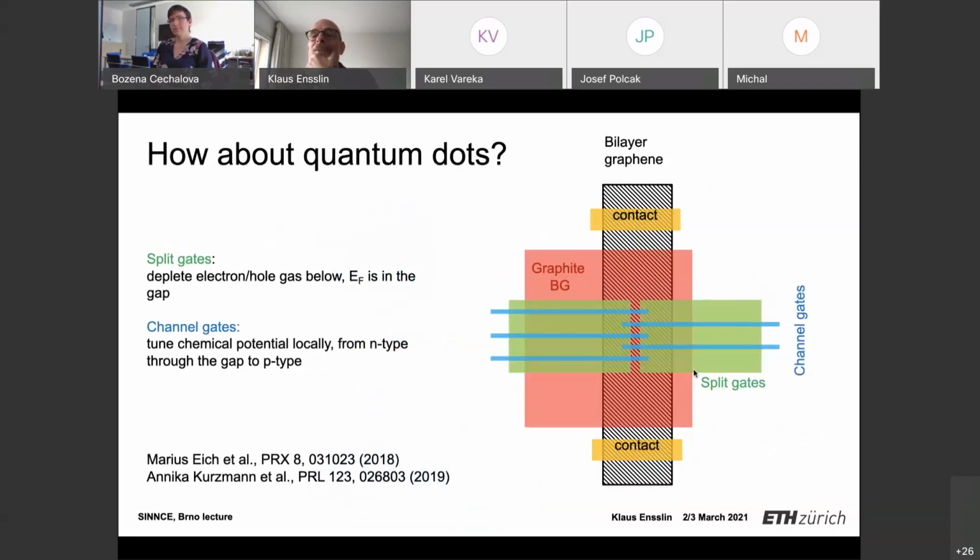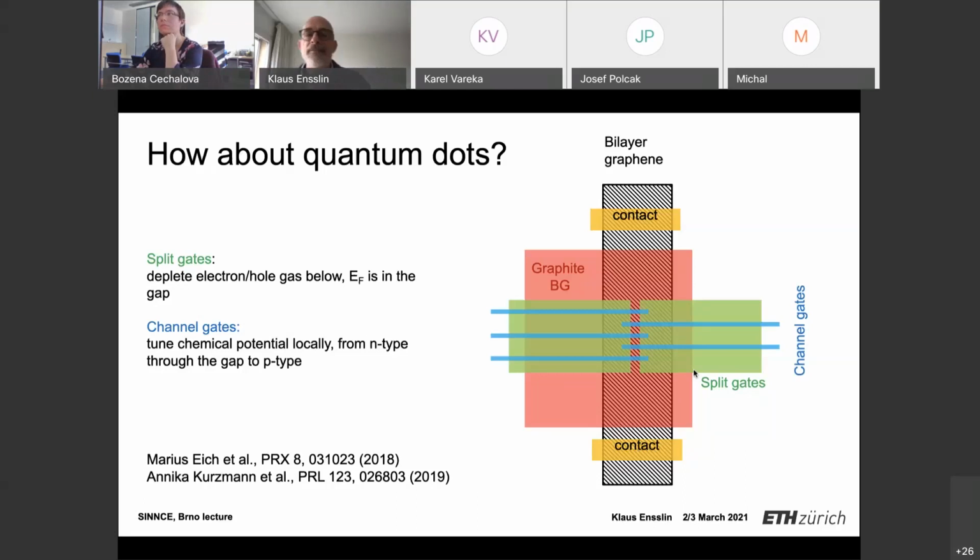Okay, so I think what we have learned is that you can build tunable tunnel barriers in bilayer graphene. You can pinch them off, and you can actually see features of the topological band structure directly by measuring quantized conductance. Now we want to build qubits. We are far from qubits. So how can we build quantum dots with that?